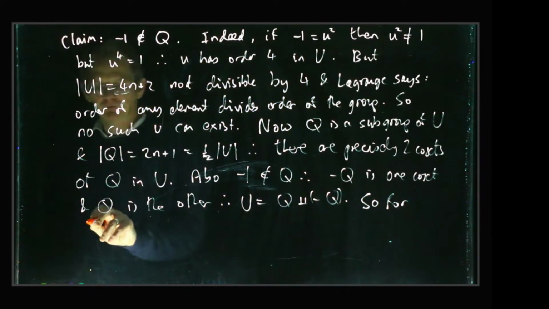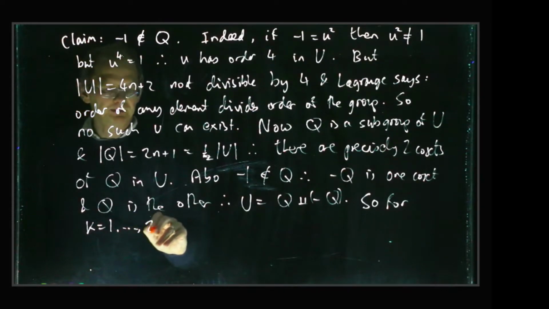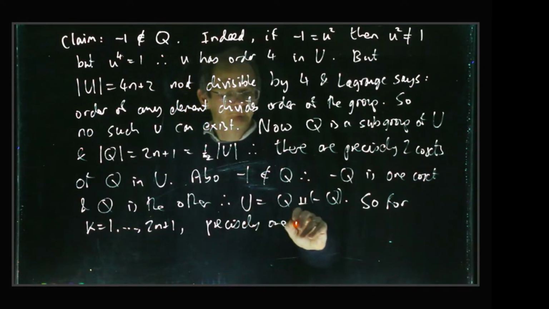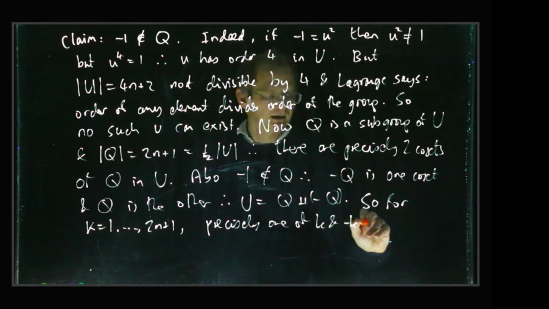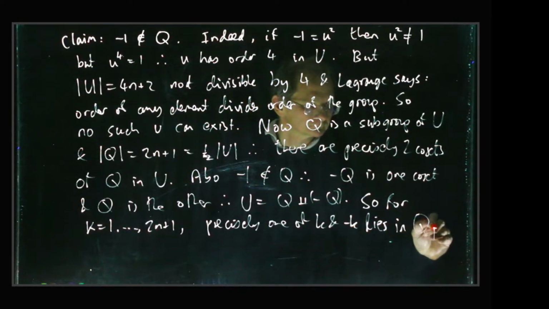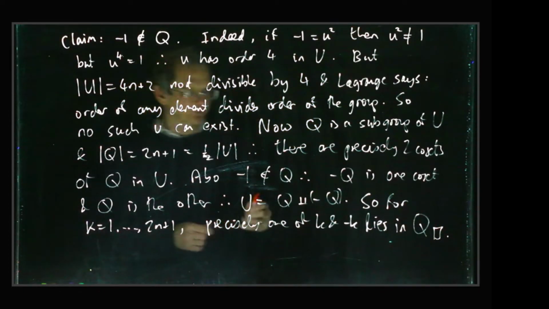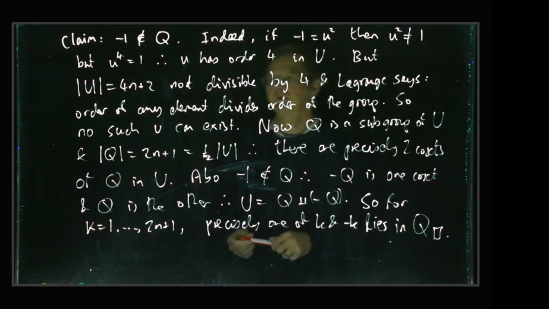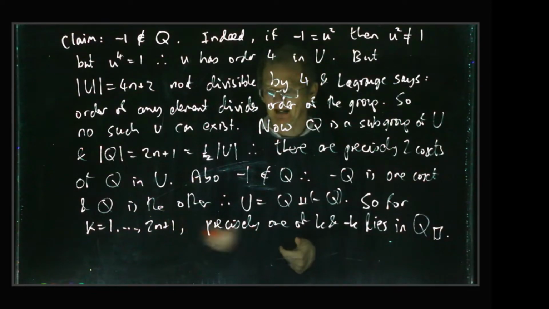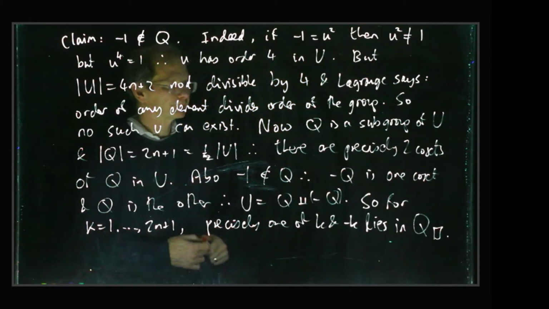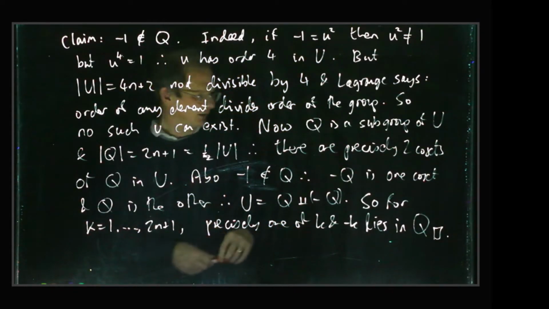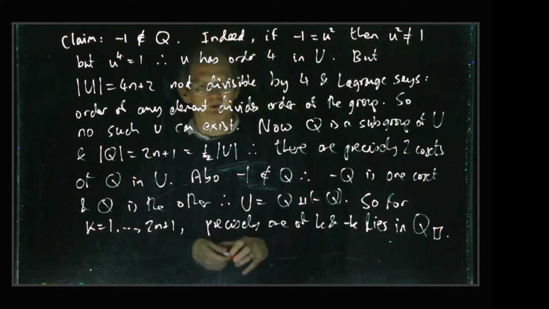So that means that if you look at k from 1 up to 2n plus 1, precisely one of k and minus k lies in Q. Okay, so that was the proposition we were supposed to be proving, that for each of these numbers, 1 up to 2n plus 1, if you look at k and minus k, one of them is in Q and the other one isn't. And we saw how that worked out in the case p is 7 and p is 11. It was easy to just calculate which ones are squares and which aren't.